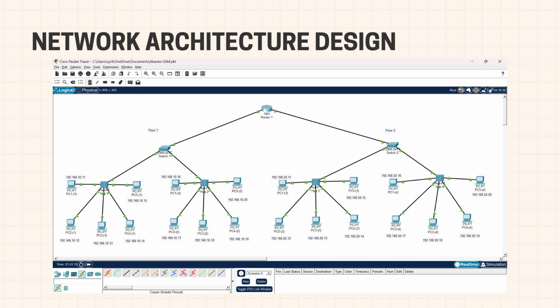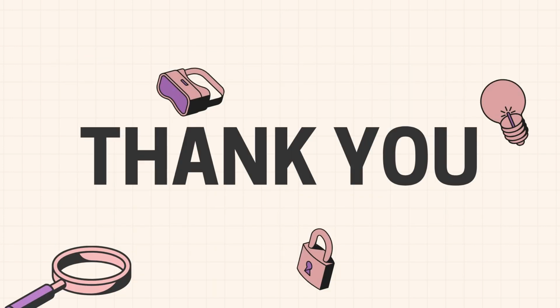The design shows a clear hierarchy: PCs, hubs, switch, router, and internet or gateway. This ensures smooth communication within each floor and across the entire network. That ends my presentation.